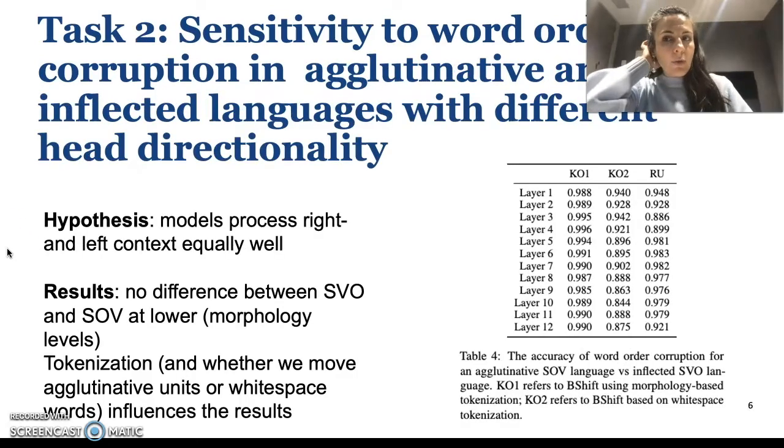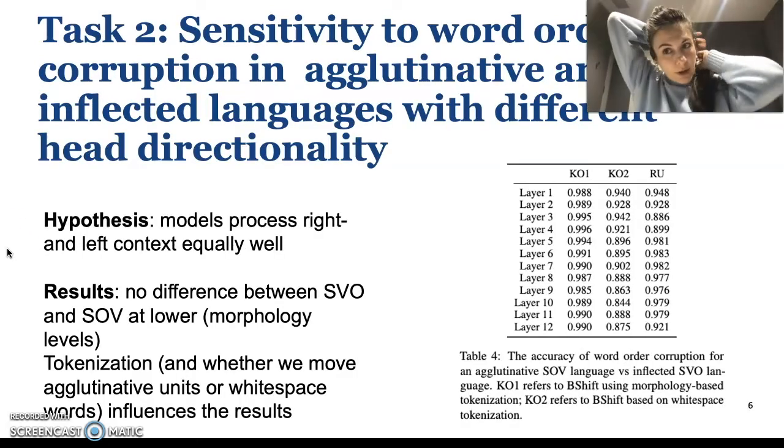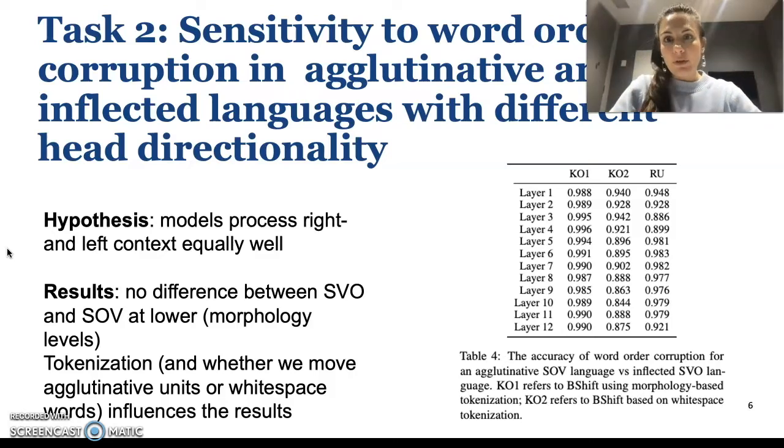So task 2 was very similar to task 1 in terms of how it was structured, but here we were trying to test several things at the same time, because Korean and Russian both have free word order, but they contrast in different aspects.